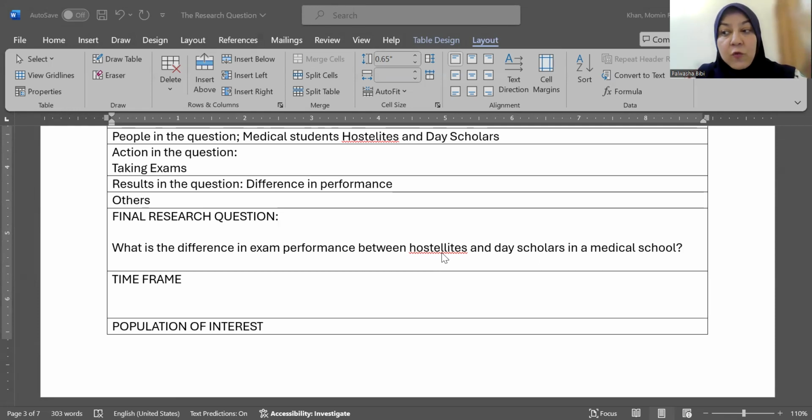If there is no difference, what is the p value? All these, p for professors, have learned this term. And what is the statistical significance? If you find out that there is no difference between exam performance of day scholars and hostelites, that has massive implications.